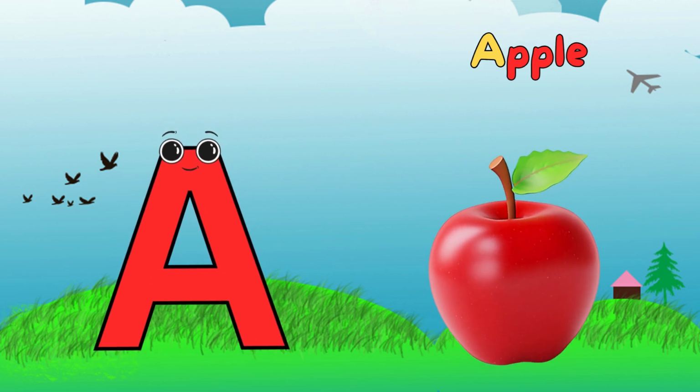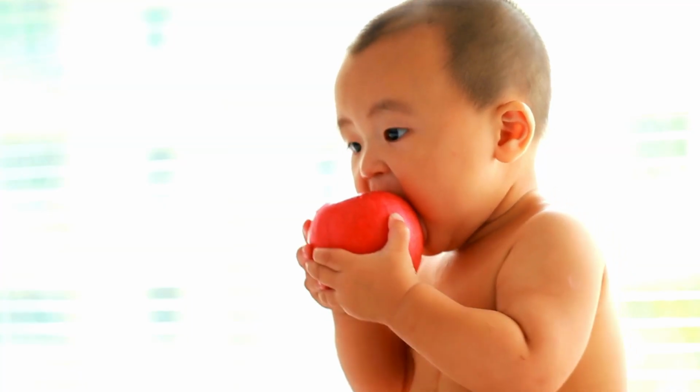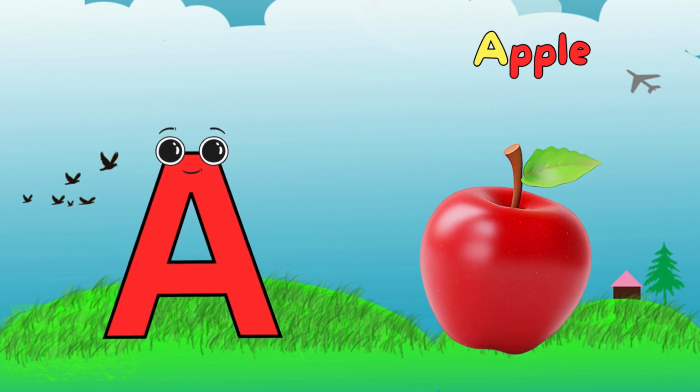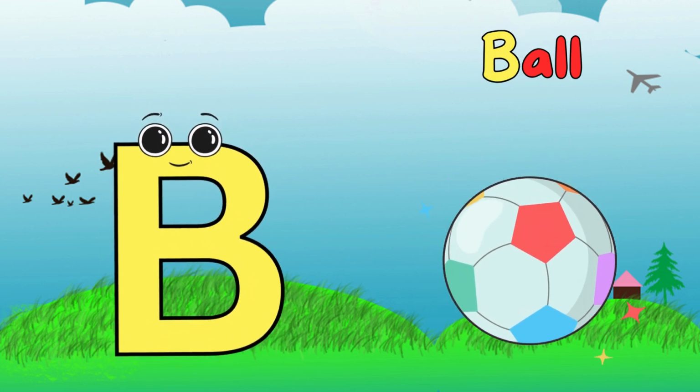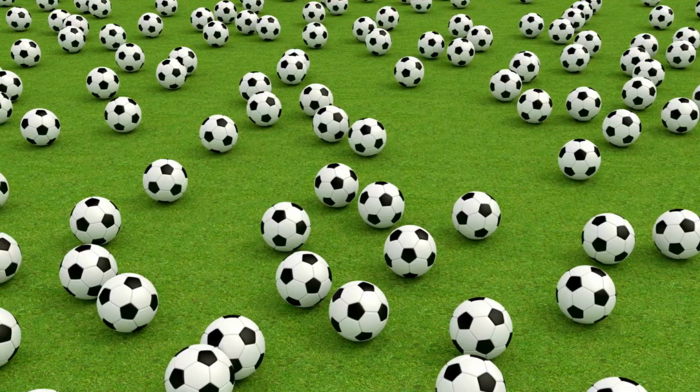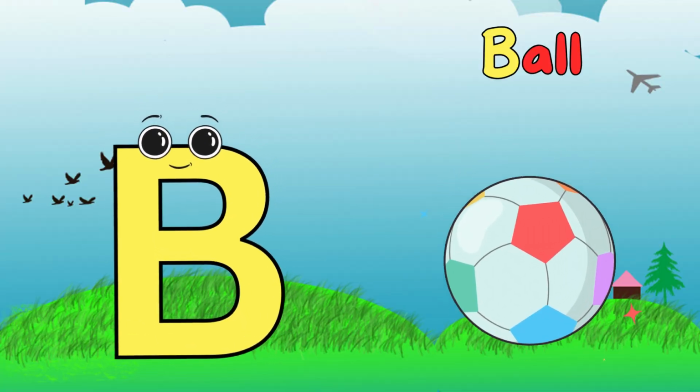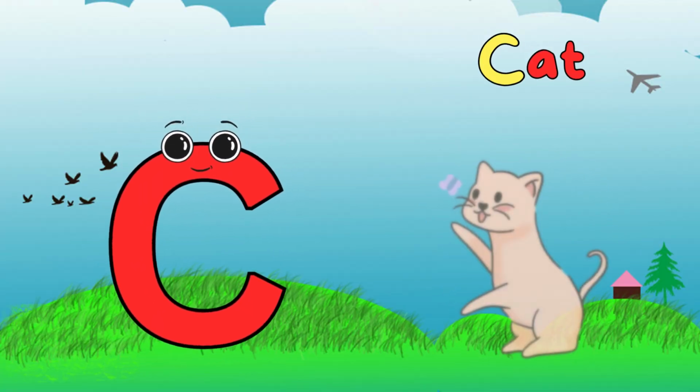A is for apple, apple, apple, A apple. B is for ball, ball, ball, B ball. C is for cat, cat, cat, C cat.